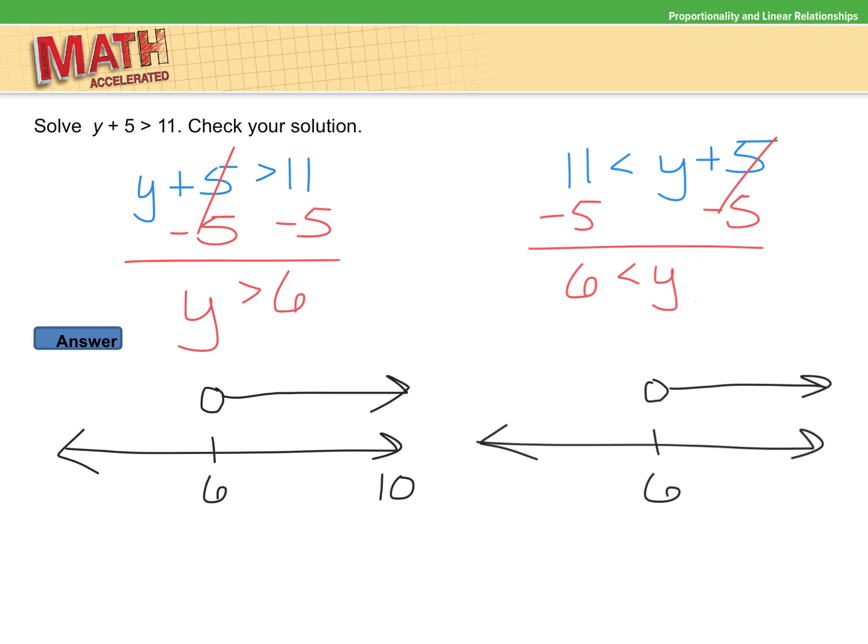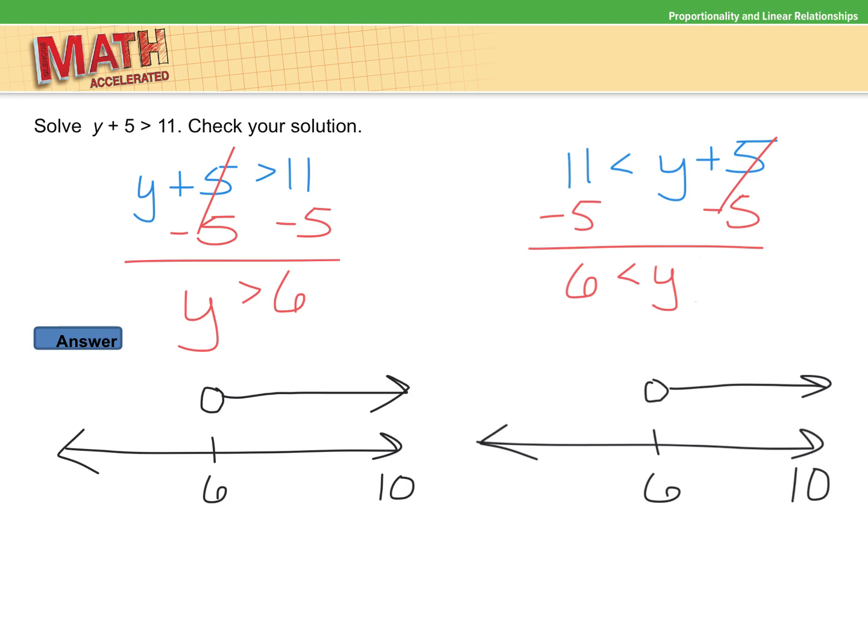You cannot always bank on where the arrow's pointing. If the variable, y or x or whatever, is on the left side, then you can point to where the arrow goes. But do not do that. So again, if I plugged in 10 here, 6 less than 10. Is that true?